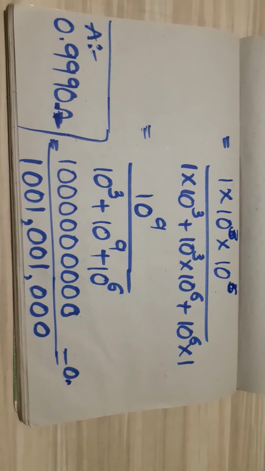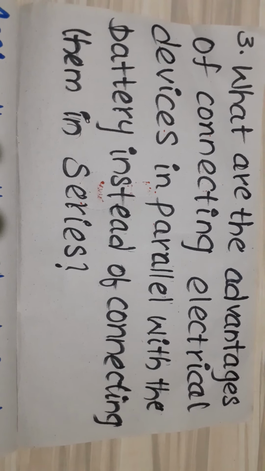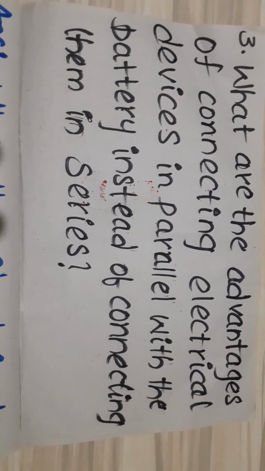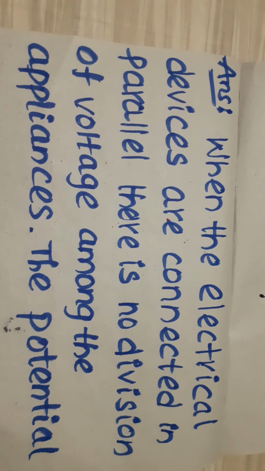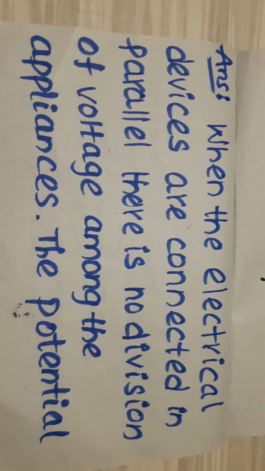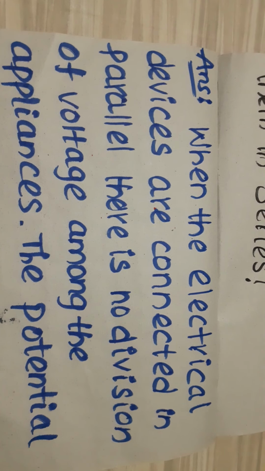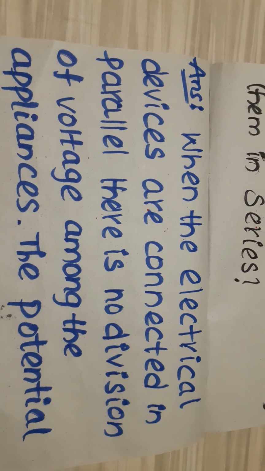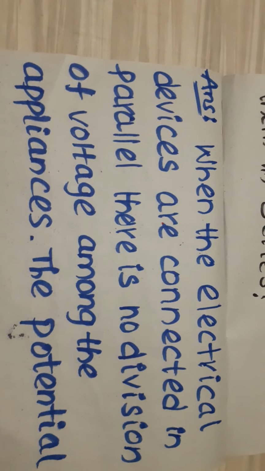Next question. What are the advantages of connecting electrical devices in parallel with the battery instead of connecting in series? So in that question they are asking which combination has more advantages. So answer, when the electrical devices are connected in parallel, we know that the current flowing in the circuit is divided into I1, I2, I3, but the potential difference is the same. So that is the advantage when the devices are connected in parallel.